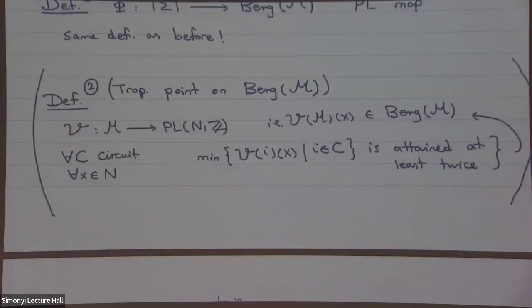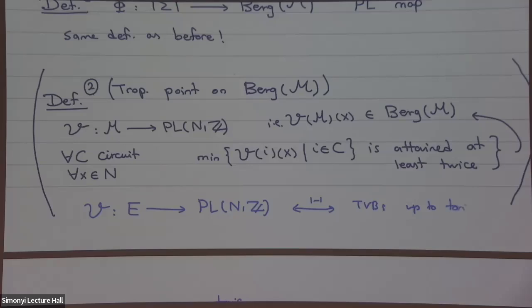The second definition, in the toric vector bundle case, is a valuation on the vector space E with values in the semifield of piecewise linear functions. These are in one-to-one correspondence with toric vector bundles up to toric pullback, or refining the fan.